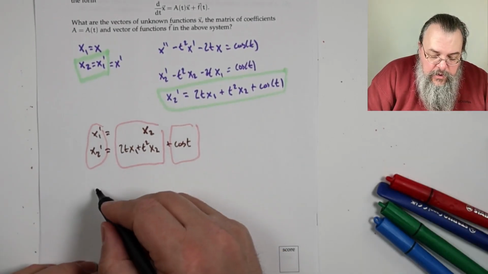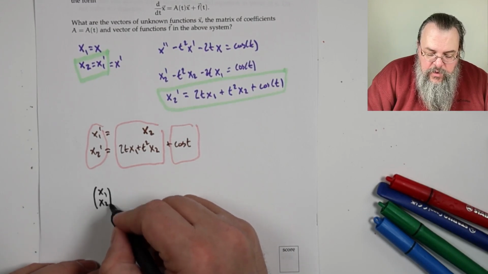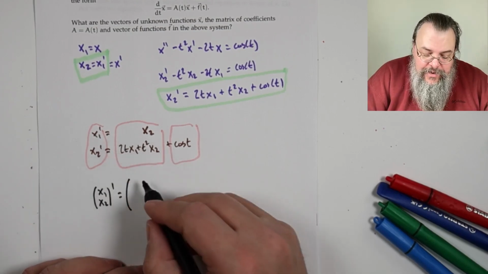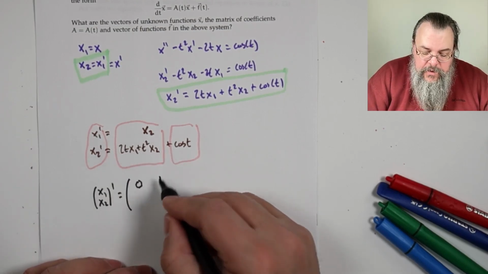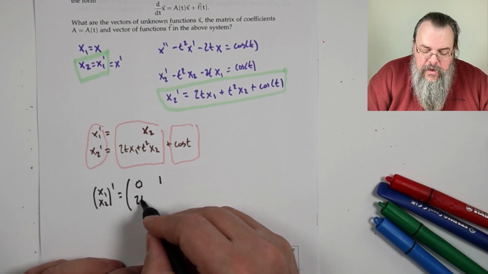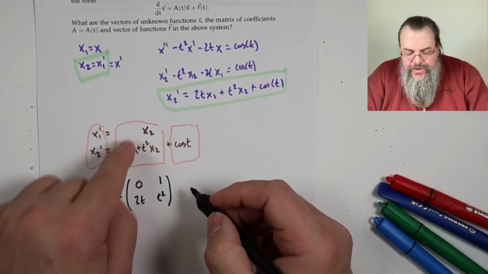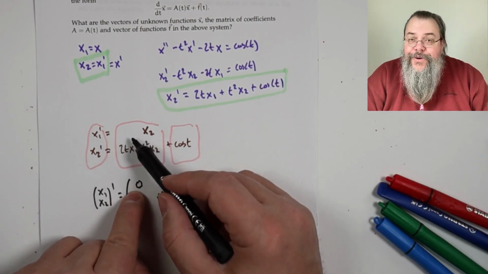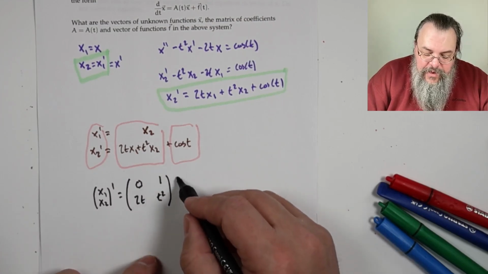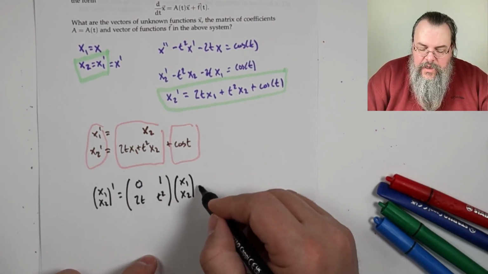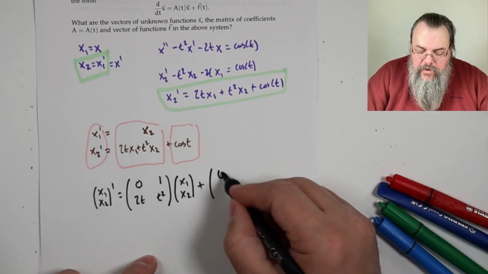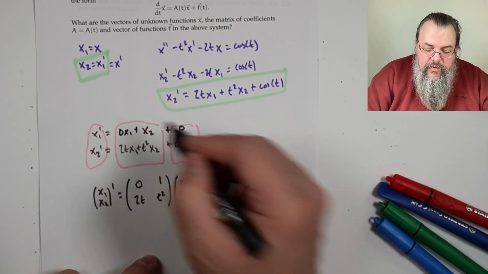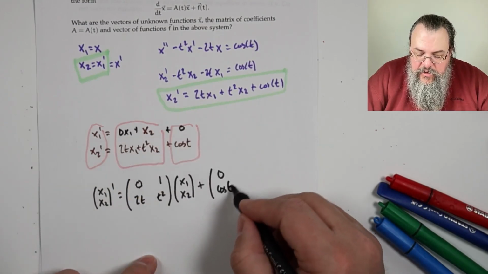So we have our x1, x2 prime is equal to, read off your coefficients. Now there's no x1 here, so that's a coefficient of 0, 1. Here, 2t, t squared. And make sure your coefficients go in the right place. It's not 1, right? The coefficient of x1 is 0. So make sure your coefficients are in the right place. All right, x1, x2, and then here, this is 0 because if there's something missing, it's a plus 0, right? We could even fill in 0 x1 plus, and cosine t.